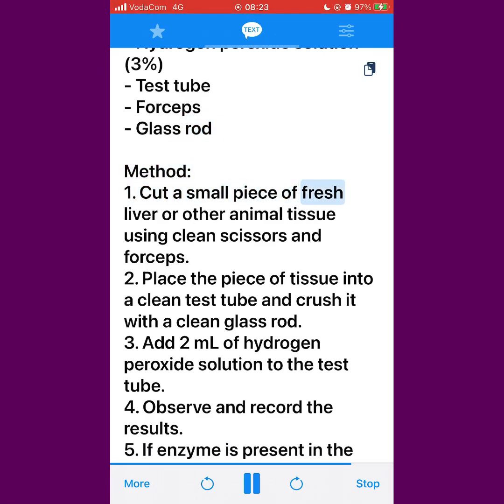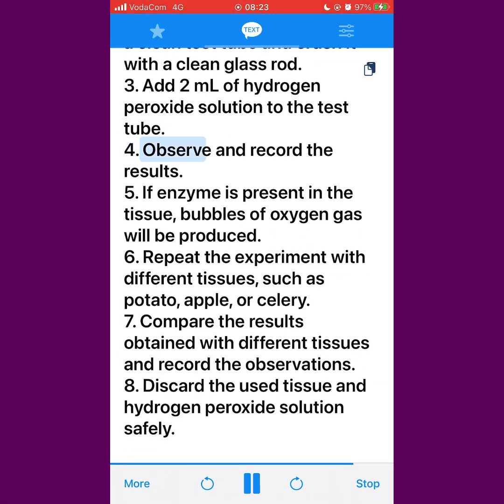Cut a small piece of fresh liver or other animal tissue using clean scissors and forceps. 2. Place the piece of tissue into a clean test tube and crush it with a clean glass rod. 3. Add 2 milliliters of hydrogen peroxide solution to the test tube. 4. Observe and record the results. 5. If enzyme is present in the tissue, bubbles of oxygen gas will be produced.